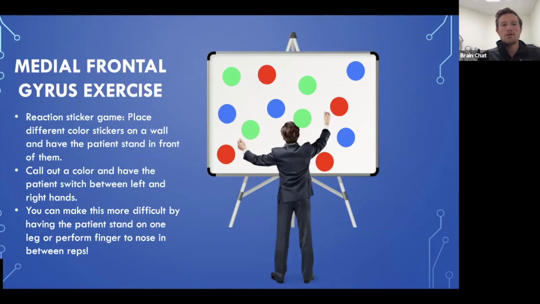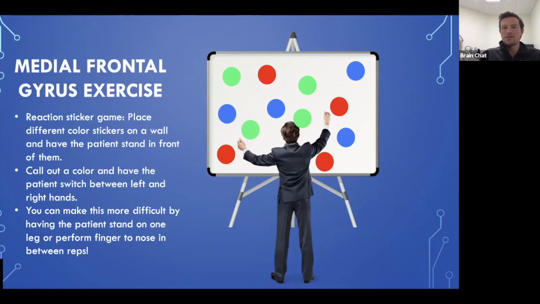So over the course, I talk about specific areas of the frontal lobe, and we break it down into different gyri. This in particular is the medial frontal gyrus, but you're really getting frontal lobe activation when you're doing this. This is a reaction sticker game. If you don't have a fancy tool, you could do it at home while your kids are at home too.